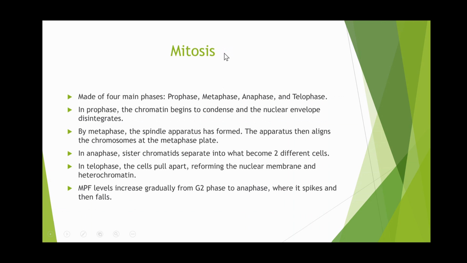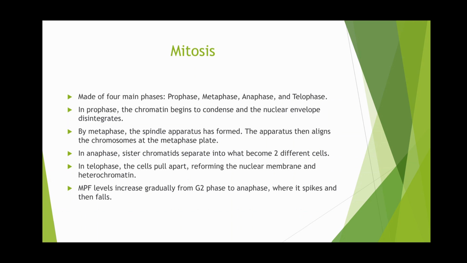Finally, we get to mitosis. So mitosis is made of 4 major phases. There's prophase, there's metaphase, there's anaphase, and there's telophase. So in prophase, what happens is that the chromatin, which again, if you remember, is the DNA and the histone proteins, the material that makes up these chromosomes, begins to condense into a denser form we like to call heterochromatin, as opposed to euchromatin.